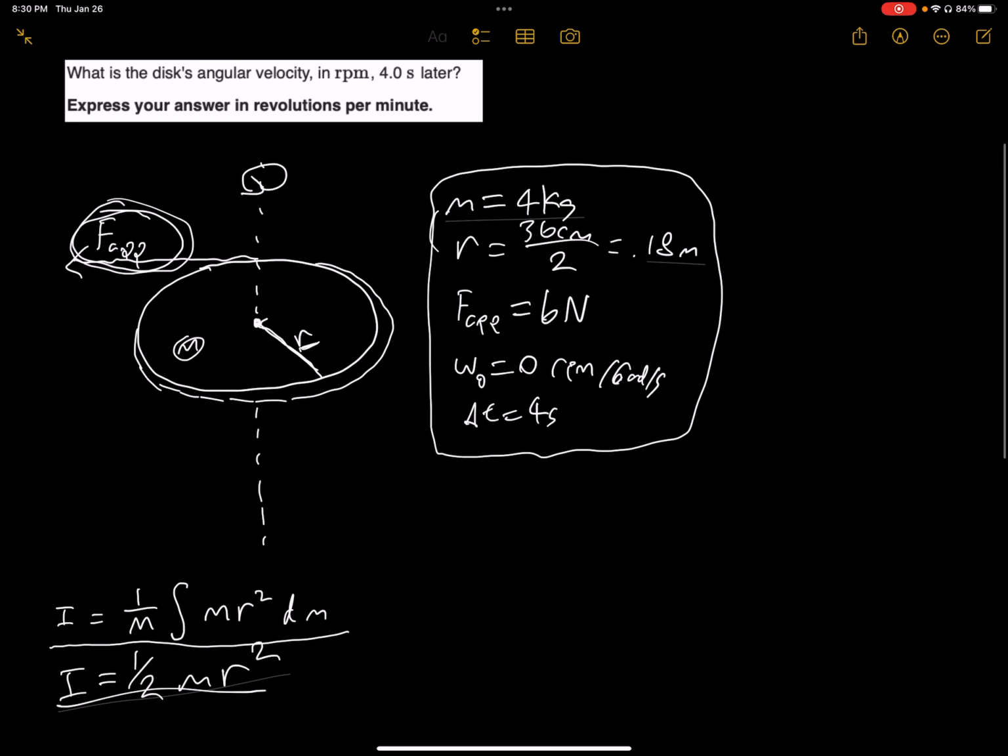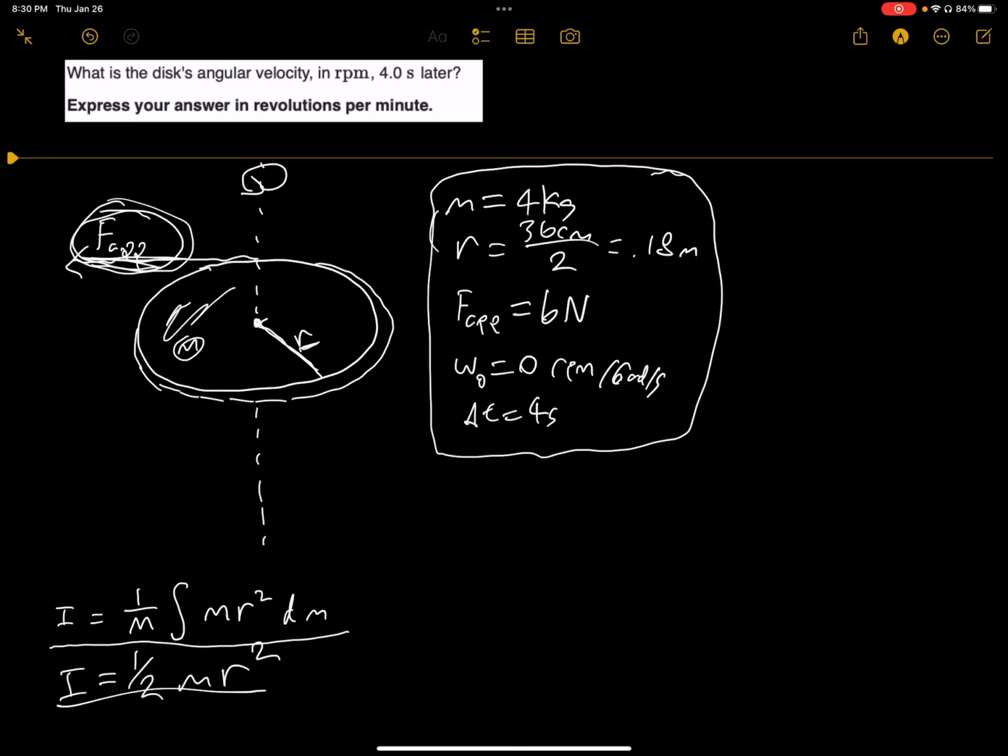And so our strategy really is to draw a picture. We've written all of our known quantities. And in this picture I drew, you can see there's the applied force, which is the 6 newtons. The mass is just kind of all over this disk, of course. And then we have the radius as well. And then this little dashed line is the axle, I suppose.